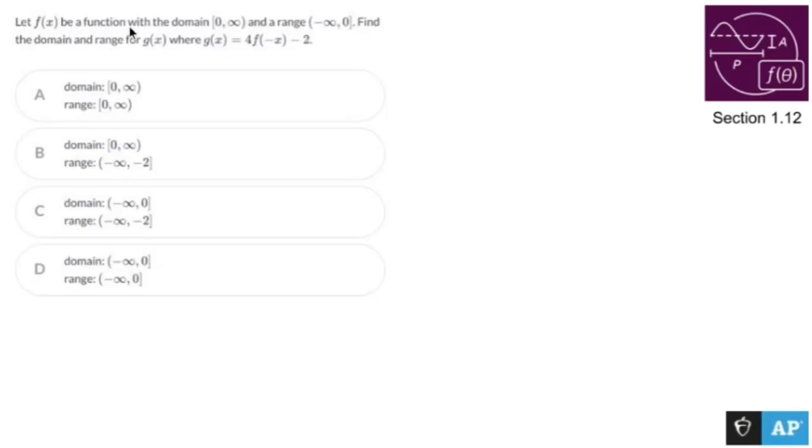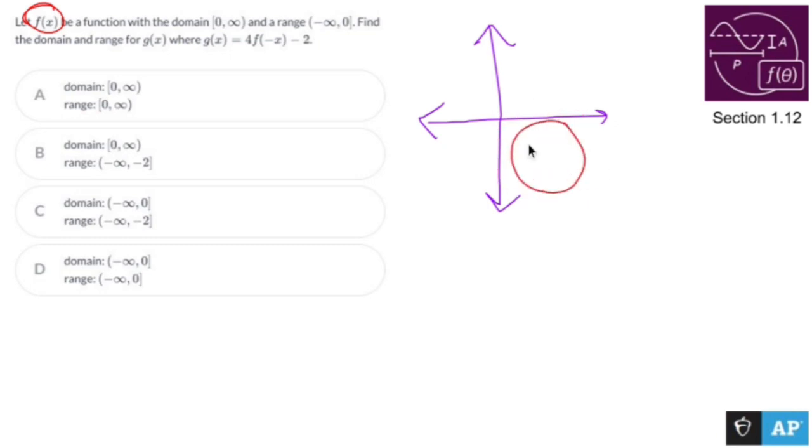Let f of x be a function with a domain between 0 and infinity and a range between negative infinity to 0. Oh, I hate this already. So let's draw a picture. And we'll let f of x be red. Domain is 0 to infinity, which means to the right of the y-axis, and the range is negative infinity to 0, which means up to the x-axis, so smiley face.